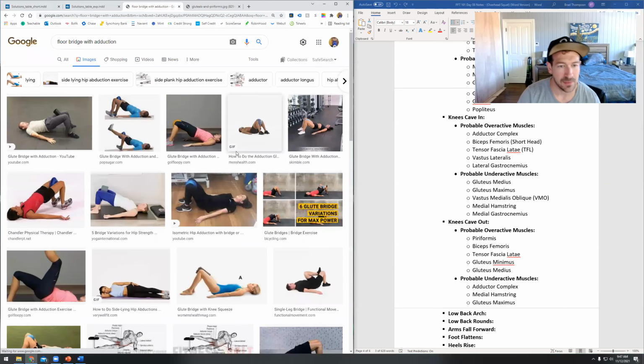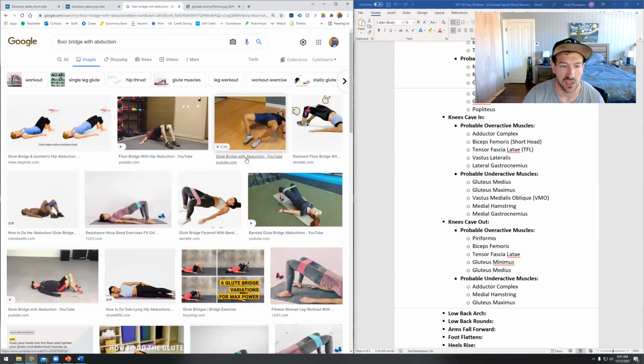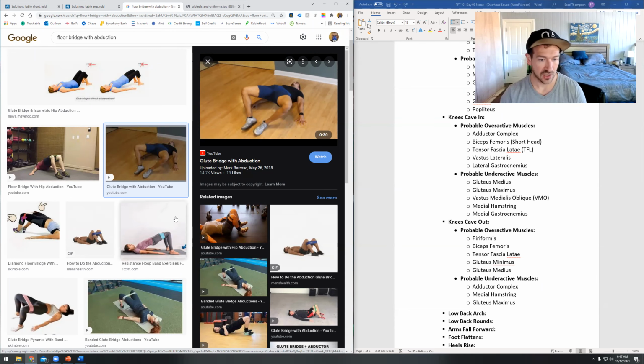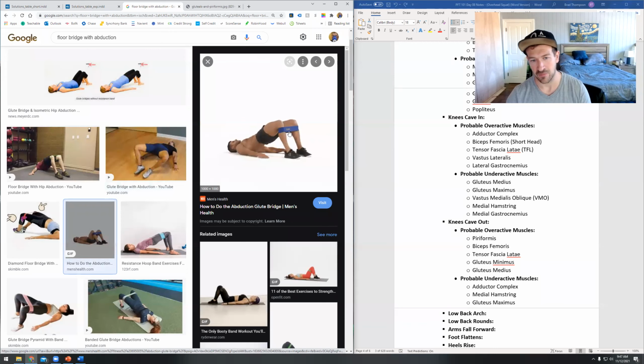A lot of times you see people do the floor bridge with the abduction. You'll see this in the gym all the time. This is terrible for a knees cave out client. This is great for a knees cave in client, but horrible for a knees cave out client. That's a clamshell floor bridge. You'll see people do it with the bands, right? And what that does, they have to push on the bands to abduct. Terrible if your knees cave out. Great if your knees cave in. In fact, we're going to see that one, I think, in the routine that I wrote later.